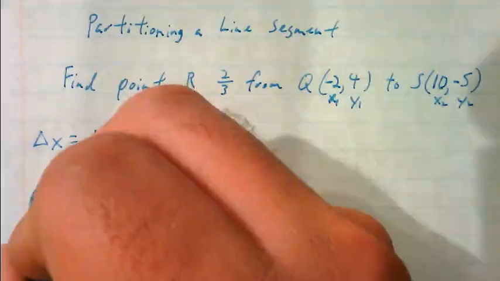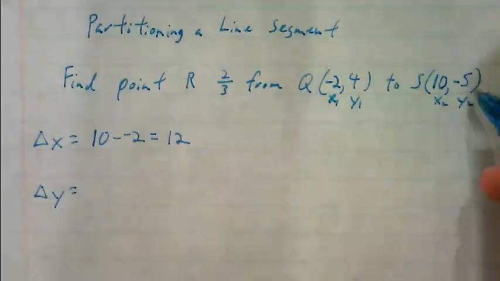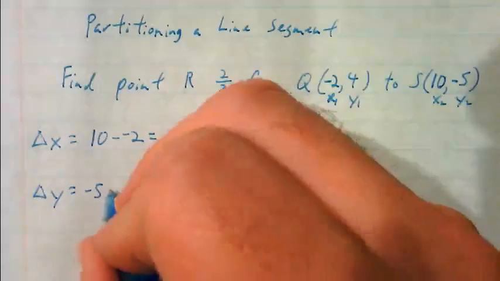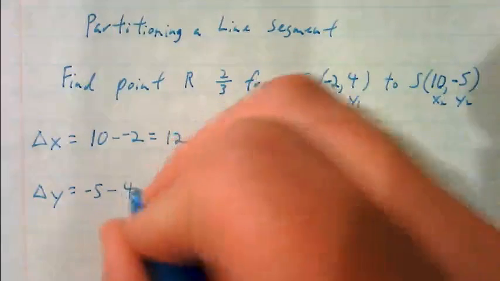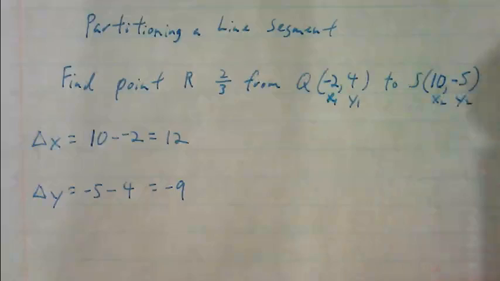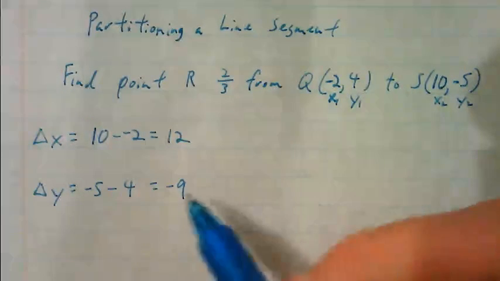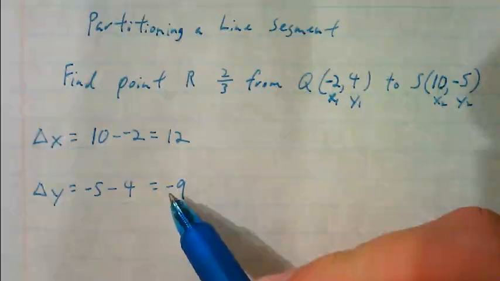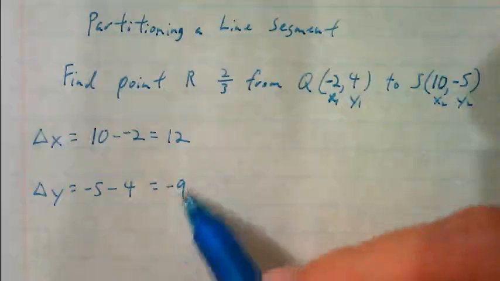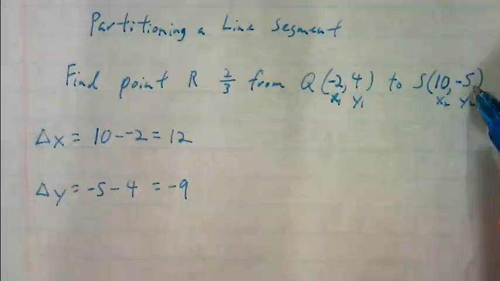Then I do the same thing with my Y. Change in Y. Well, again, Y2 was -5 minus 4. -5 minus 4 is -9. That's the distance that I've moved on my y-axis. Now, yes, it's a negative. And although distance isn't negative, that negative is telling me a direction. I went -9 units when doing my y value from Q to S.